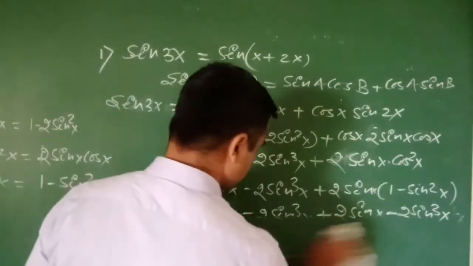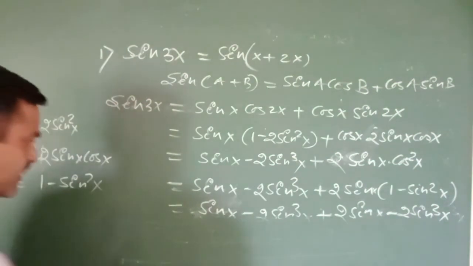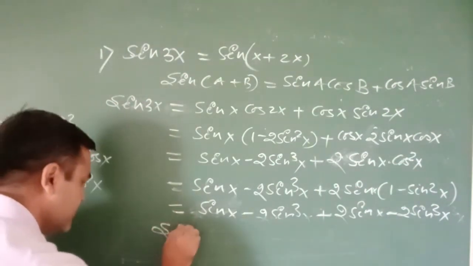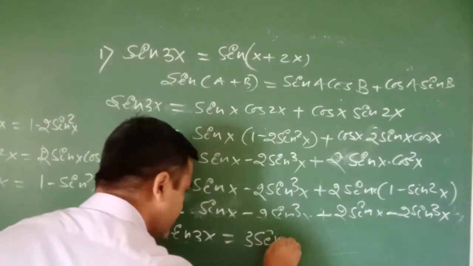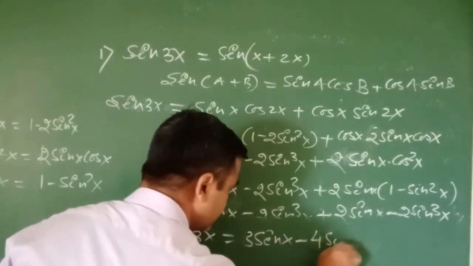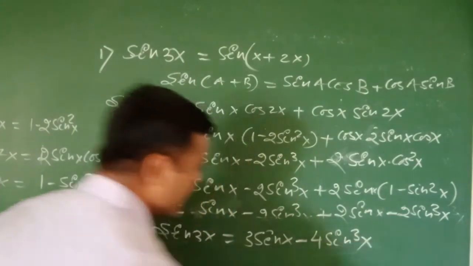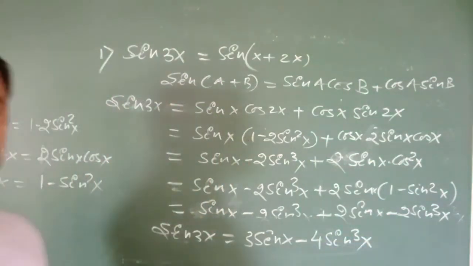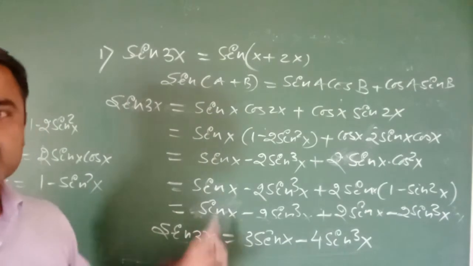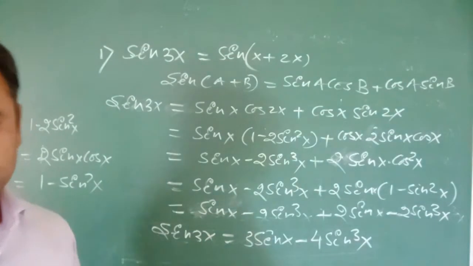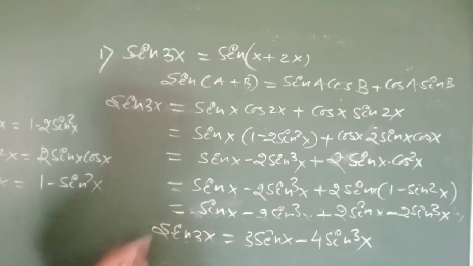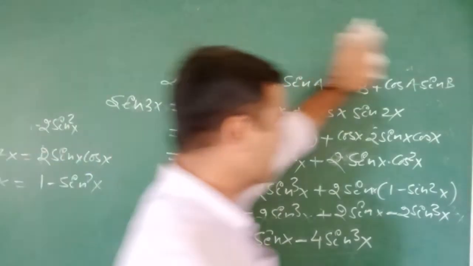Okay student, so what is the final identity? You will write here that sin 3x is equal to 3 sin x minus 4 sin cube x. This is the identity, and I hope everyone is clear about how this identity is derived, and everyone will learn this identity by heart. Okay, so have a look and make a note. Come to the next identity.